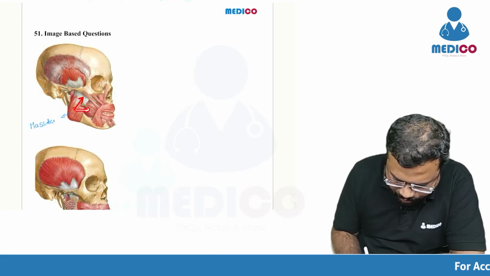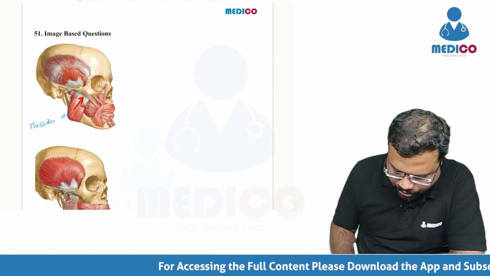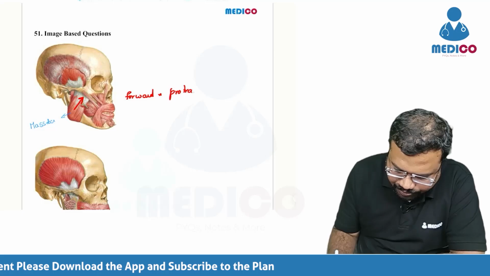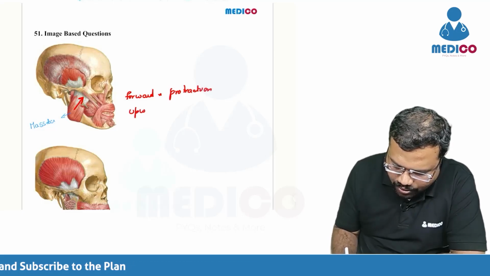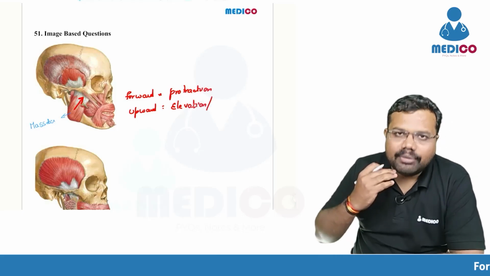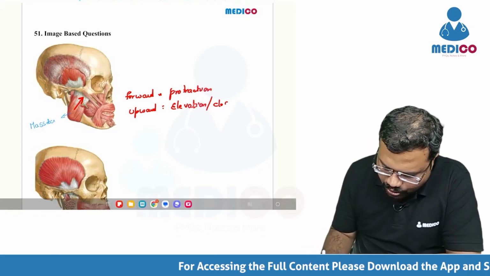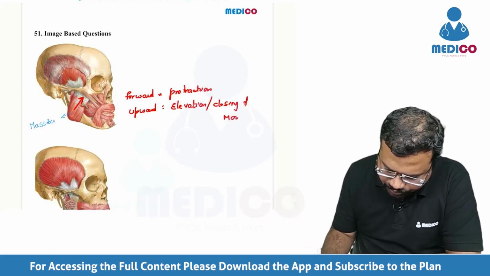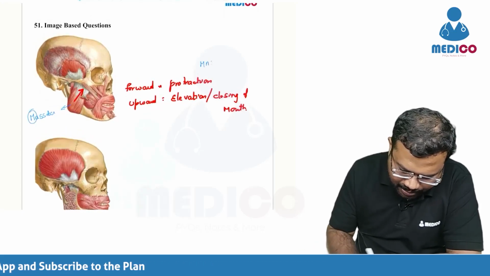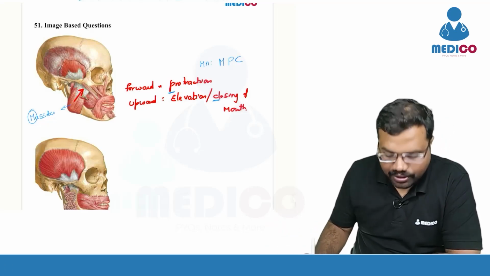Forward means in this direction, upward means in this direction, and the together effect is forwards and upwards. The forward movement is called protraction and the upward movement is called elevation of the mandible. If the mandible is elevated, it is nothing but closing of mouth. So just remember the mnemonic here as MPC. M is masseter, P for protraction, C for closing of mouth.